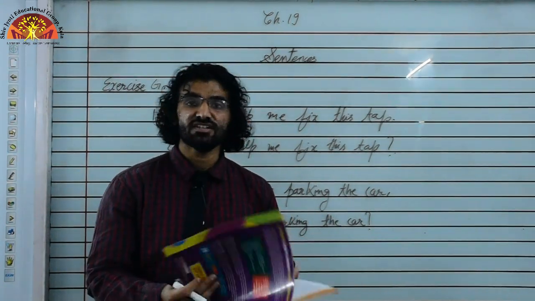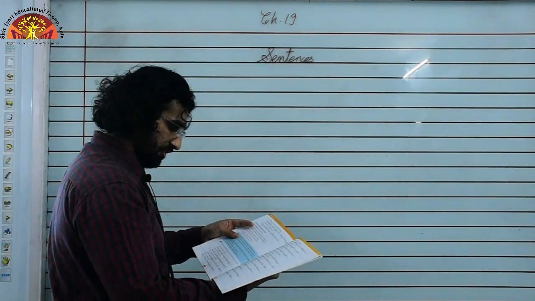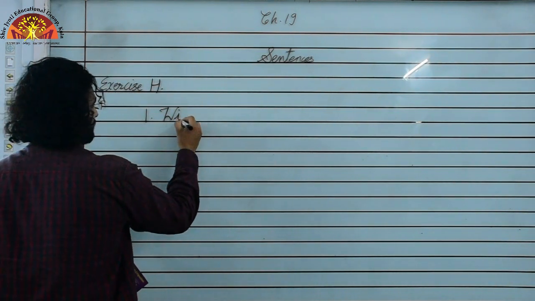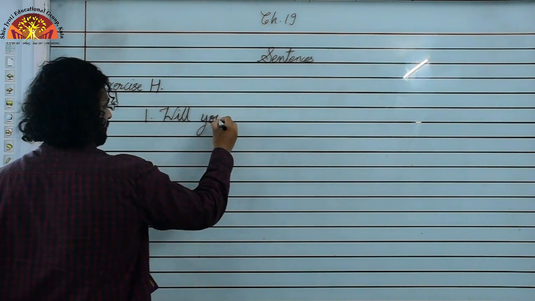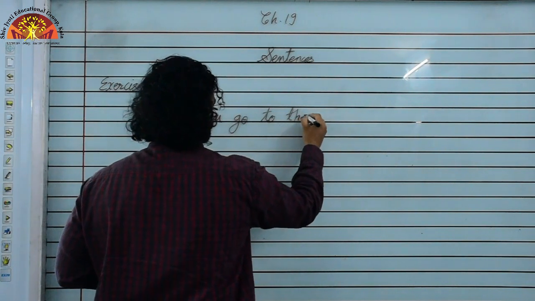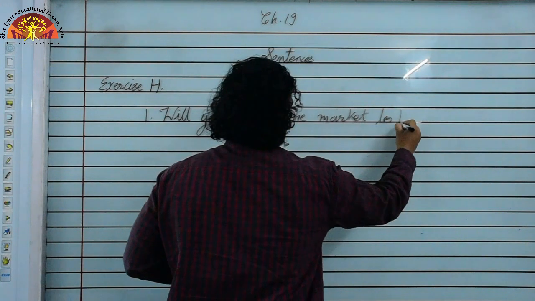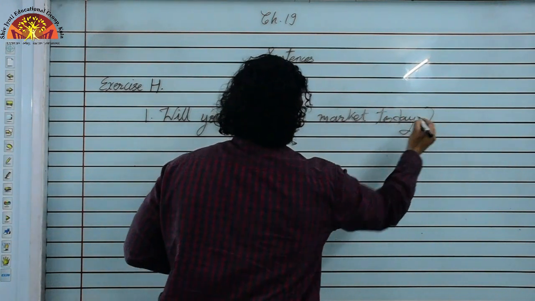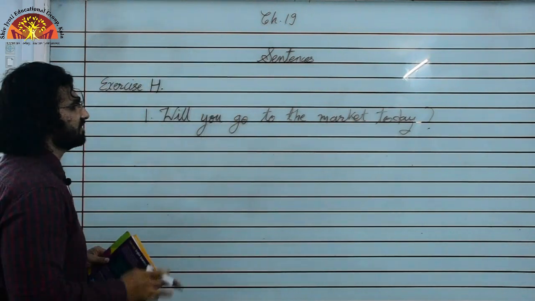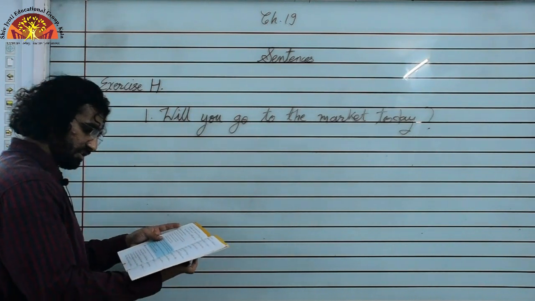Change the following questions into statements. Exercise H. Will you go to the market today? It's a question. Will you go to the market today? Question mark. So it's an interrogative sentence. We are going to make it affirmative. It's a question. We are going to make it a statement.